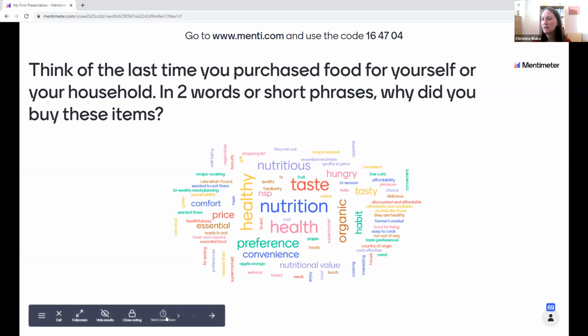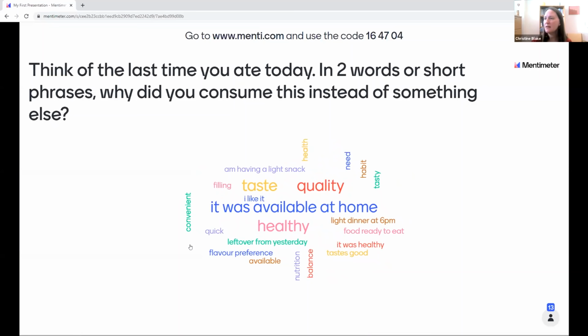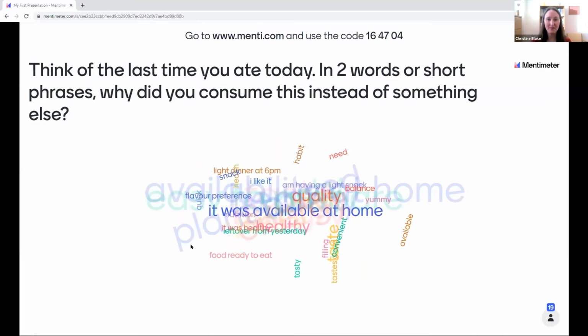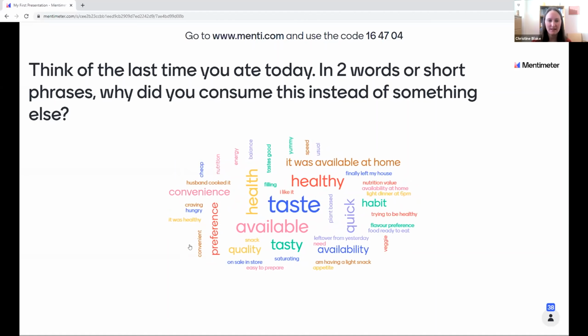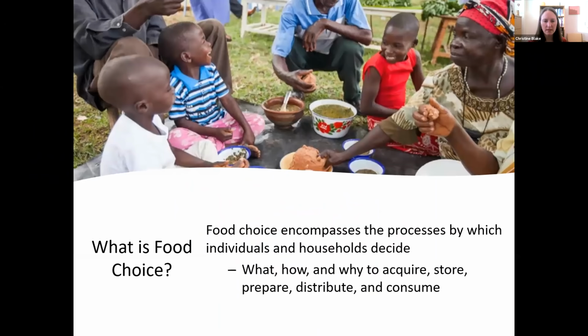And for those of you who've had a chance to answer the second question, think of the last time you ate today in two words or short phrases. Why did you consume this instead of something else? Similar overlapping drivers, but some slightly different contextual answers. Right in the center there, it was available at home. So the decisions were already made at the market, the purchase decisions and the choice for some people, other drivers around taste, health, availability, preference, et cetera. Now think about how these might change under different circumstances.